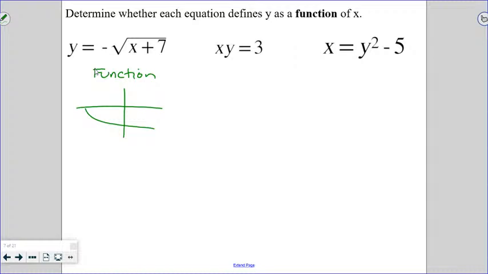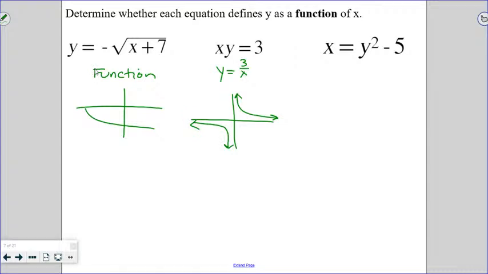So next one, function or not a function? Function. That one is a function, okay? I would solve that. Again, we don't know how to draw that yet, but that one would end up looking something like this. That's a function.